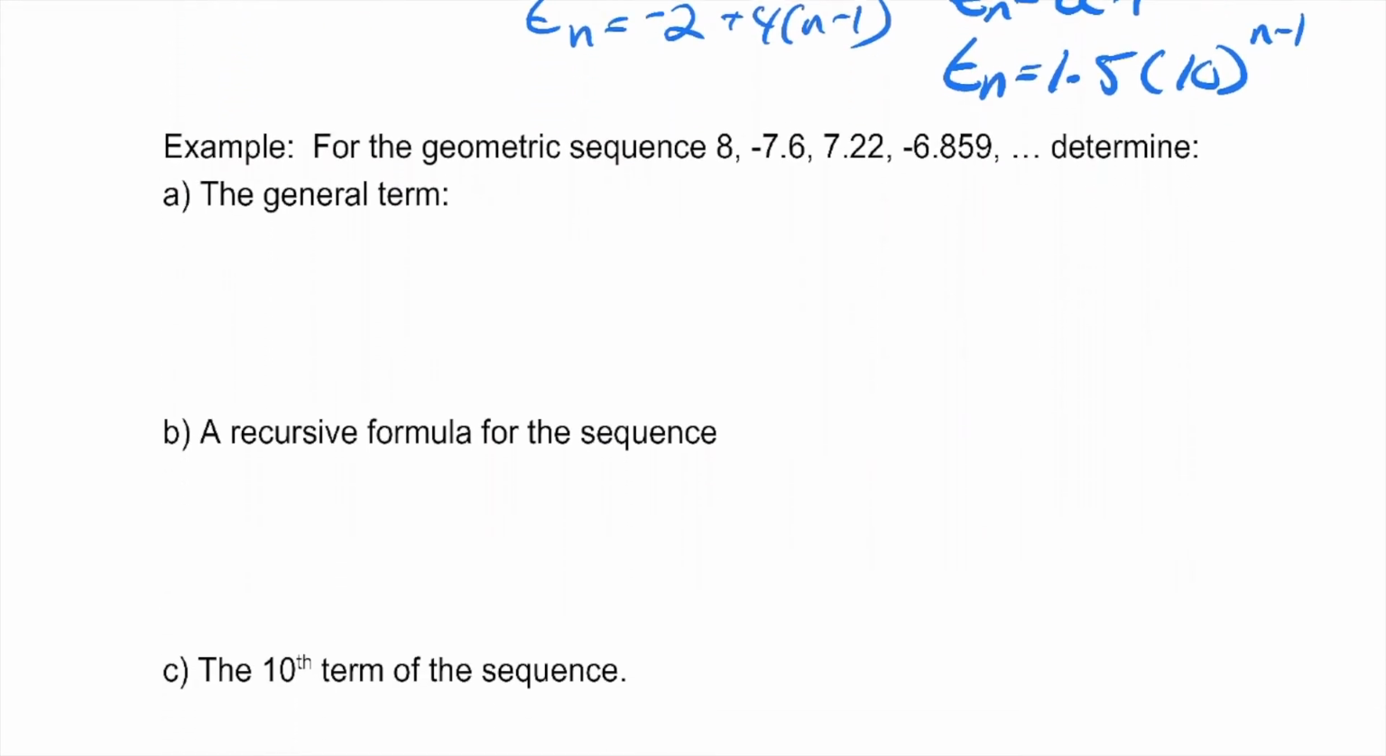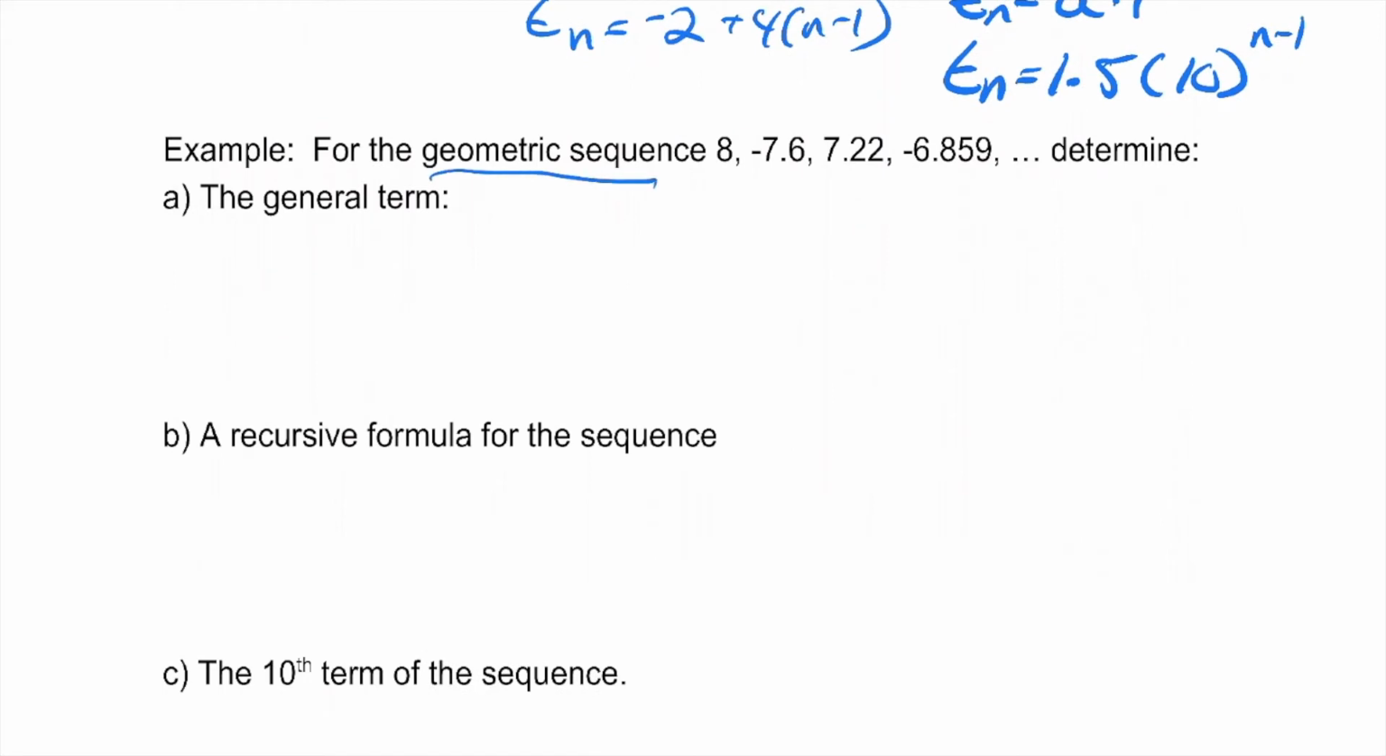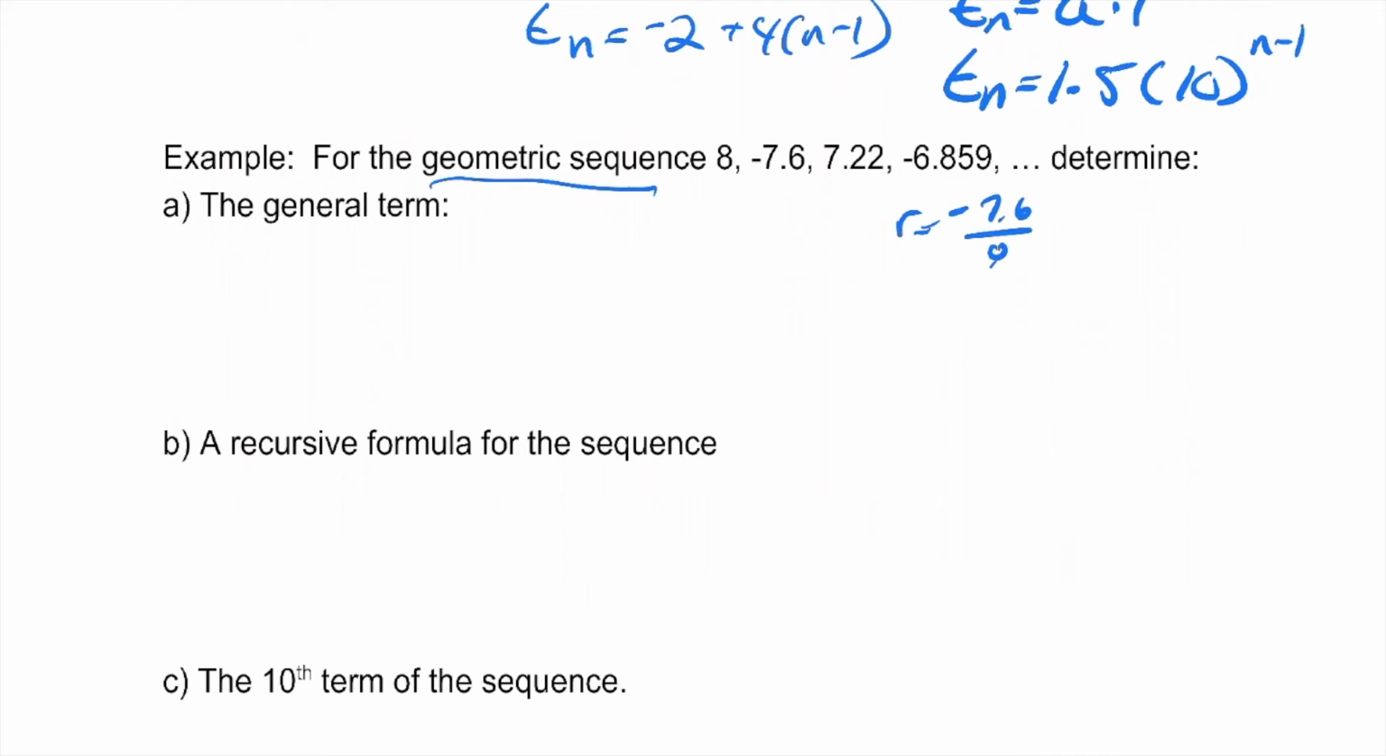So in the next example, we're told that we have a geometric sequence. So hopefully the numbers do jive and there's a common ratio. So let's go off and figure out what that is. And the common ratio here is negative 7.6 divided by 8. So here, let's say r is negative 7.6 divided by 8, which is negative 0.95. And let's double check the next one as well. Here we're going to do 7.22 divided by negative 7.6, and we do get negative 0.95 again. So we can say that the common ratio is negative 0.95.